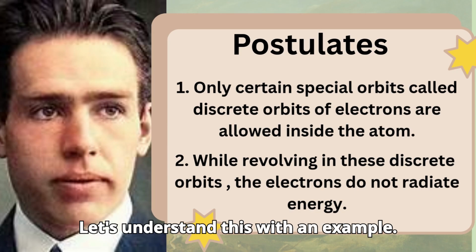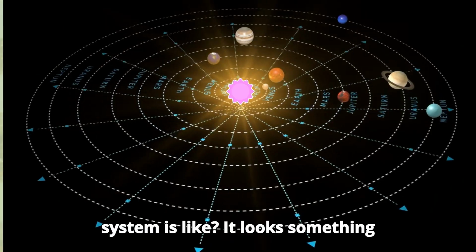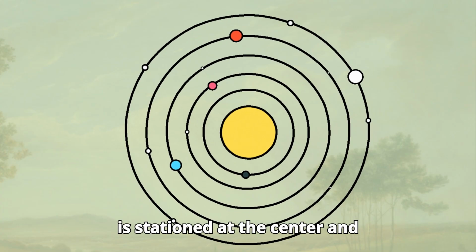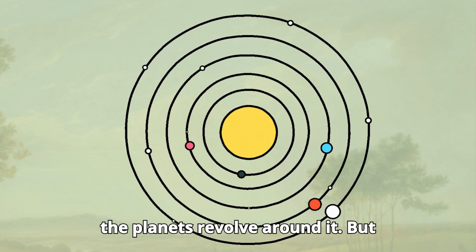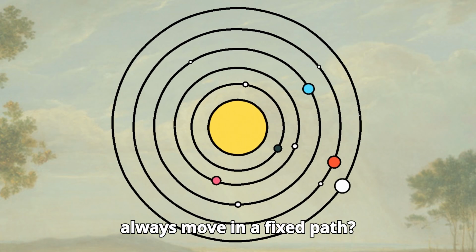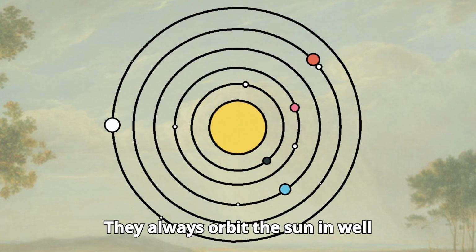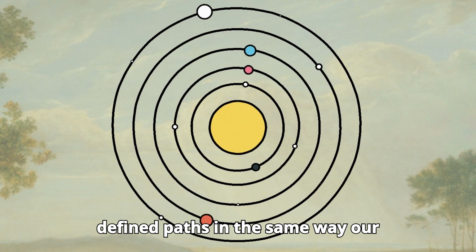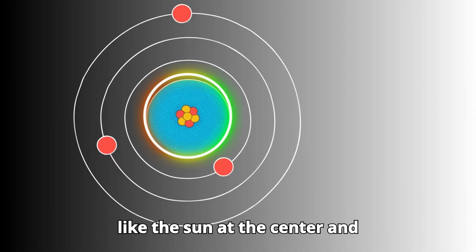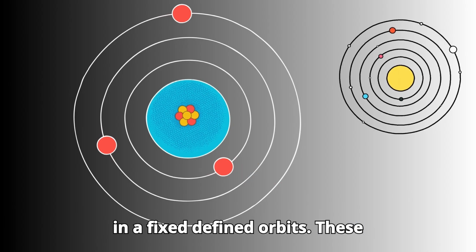Let's understand this with an example. Do you know what our solar system is like? It looks something like that, right? Now the sun is stationed at the center and the planets revolve around it. But have you noticed that the planets always move in a fixed path? We never see a planet suddenly jumping into a different path, right? They always orbit the sun in well-defined paths. In the same way, our atomic structure works. The nucleus is like the sun at the center, and the electrons are like the planets moving in fixed, defined orbits.